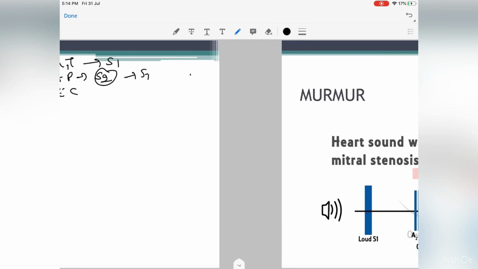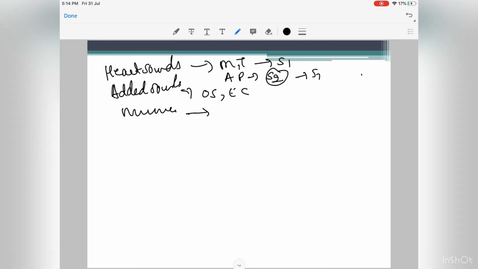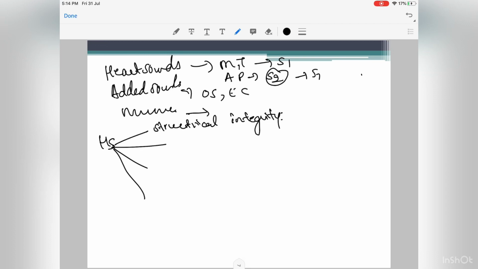Now one thing you need to remember is that for any heart sound to become loud or soft, there are four important things. First is the structural integrity of the wall. Structural integrity means that if there is inadequate closure, then the heart sound is soft, or if the wall is calcified, then the heart sound is soft. Only if the wall is thickened and pliable can the heart sound be loud. If the wall is calcified or there is inadequate closure, there is a soft heart sound.